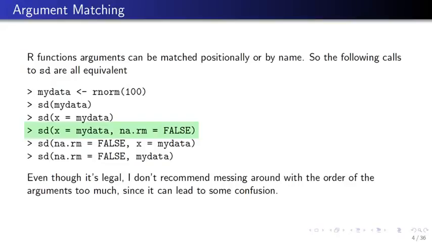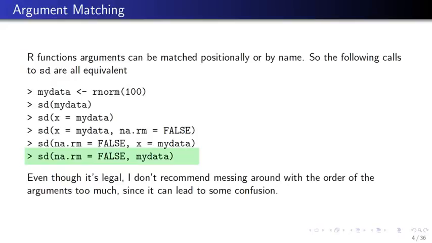I'm going to say x equals my data and na.rm equals false. That calculates the same thing as before. Now when I name the arguments, I don't have to put them in any special order. So for example, I could reverse the order of the arguments here, say na.rm equals false first, and then say x equals my data second, and that'll produce exactly the same results because I've named the arguments.